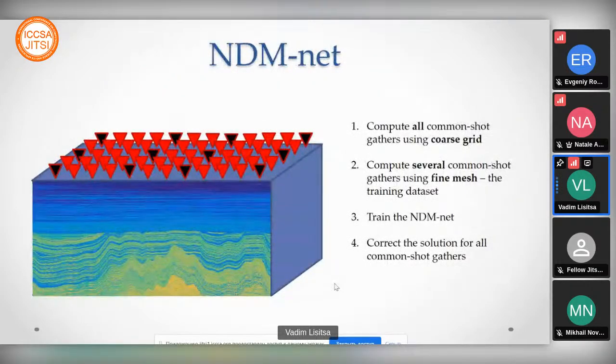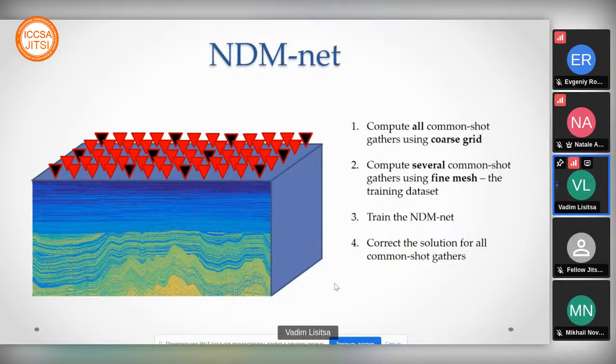Now the idea. To simulate seismic data, we need to solve a lot of problems with different right-hand sides, defined by the source positions. The sources are placed quite densely at the free surface. That means we can try to use a small number of sources to compute the training data set using a very fine mesh. We pick the black triangles here, the positions of the sources, and compute a very accurate solution for these particular sources. Then we compute the coarse solution using the coarse mesh for all the sources, including the black ones and also the red ones.